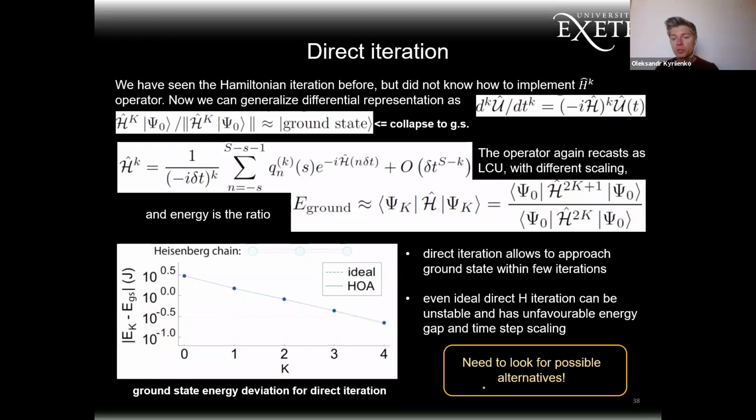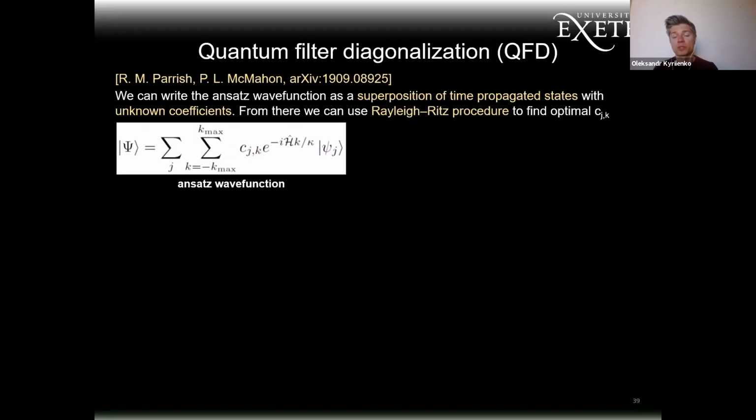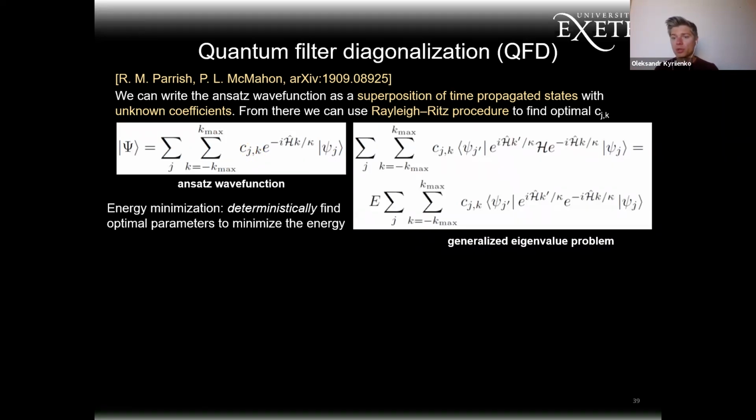So it was not the best for reaching the ground state. But we were looking for possible alternatives, and let me just finish by saying that quantum filter diagonalization was one of the best options. So Parrish and McMahon, they say, okay, we still can use this linear combination of unitaries ansatz, but we do not fix coefficients. They are not just predefined numbers, but we use a variational procedure. It's a convex optimization problem. So you could write down the set of equations and solve it as a generalized eigenvalue problem, where you have overlaps corresponding to normalization and some different types of overlaps.